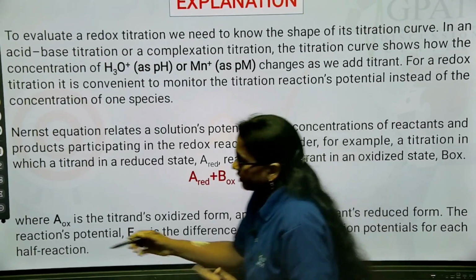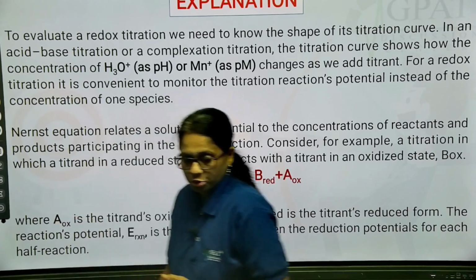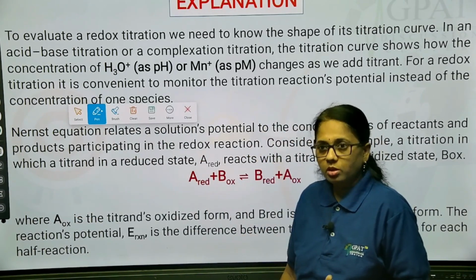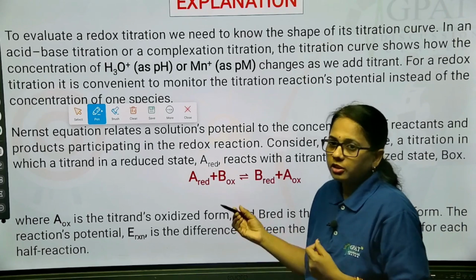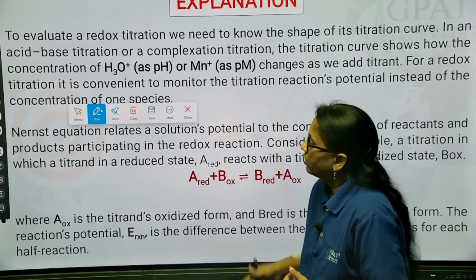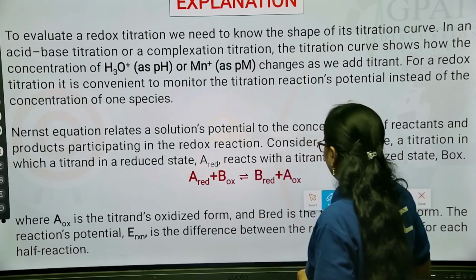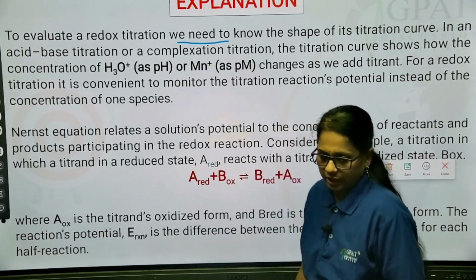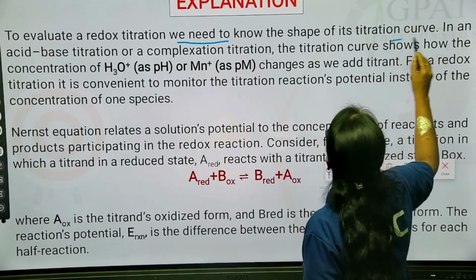Okay, so let us see in detail about this question, because even if you understand the Nernst equation, we have not seen it in some of the textbooks. So that's why let us see this question in detail. To evaluate any redox type of titration, we need to know the shape of the titration curve.